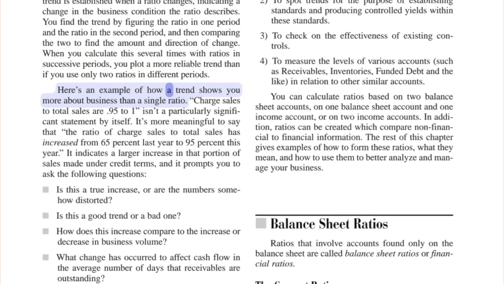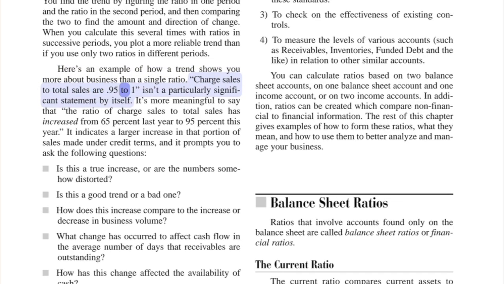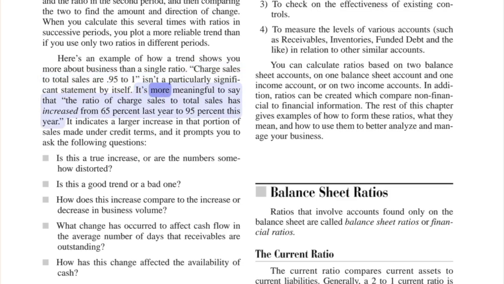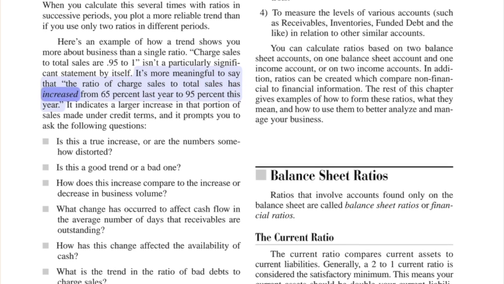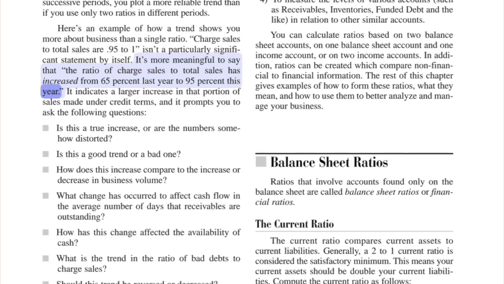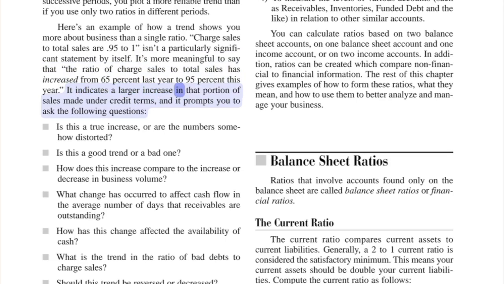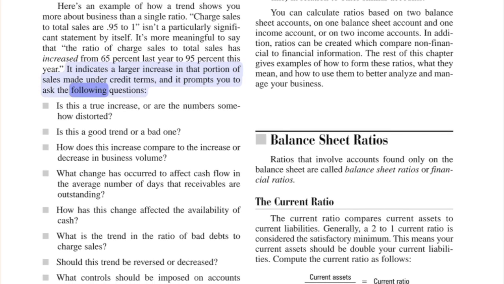Here's an example of how a trend shows you more about business than a single ratio. Charge sales to total sales are x to 1 isn't a particularly significant statement by itself. It's more meaningful to say that the ratio of charge sales to total sales has increased from 65% last year to 95% this year. It indicates a larger increase in that portion of sales made under credit terms, and it prompts you to ask the following questions.